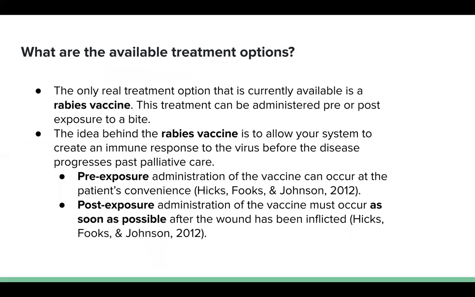Unfortunately, there are very limited treatment options. In the case of rabies, the rabies vaccine is the only cure that is known to assist with treatment. The vaccine can be administered pre-exposure to a bite at the patient's convenience, but once the patient has been exposed to a bite from an animal that is suspected to have rabies, the vaccine must be administered as soon as possible. In addition to vaccination post-exposure, patients are also given what is known as human rabies immune globulin, or HRIG.